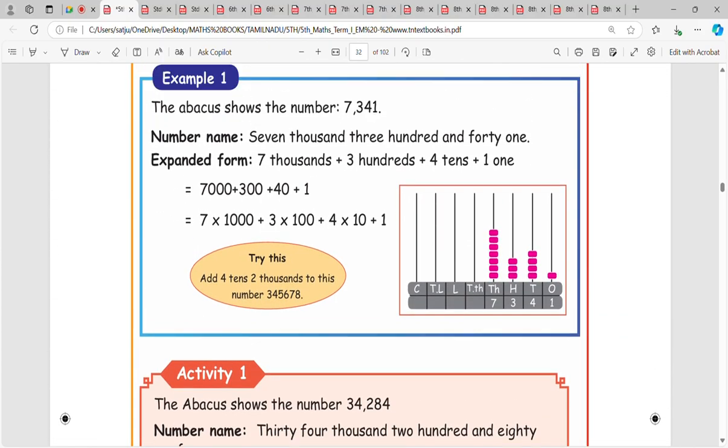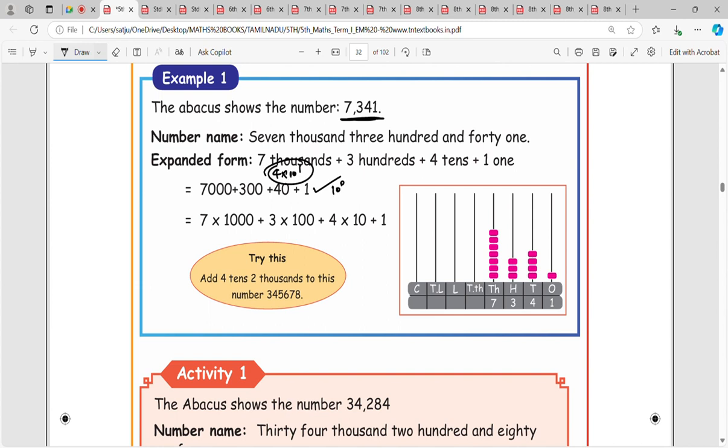Yes, see here. This is what I mentioned, the place value concept. 7, 3, 4, 1. What happens here? They multiply 1 with 10 power 0, 4 with 10 power 1, so that is why it becomes 40. 3 with 10 square, so 100 into 3 becomes 300. 7 into 10 cube, and 10 cube is 1000, so 1000 into 7 becomes 7000. So this is called the place value concept.